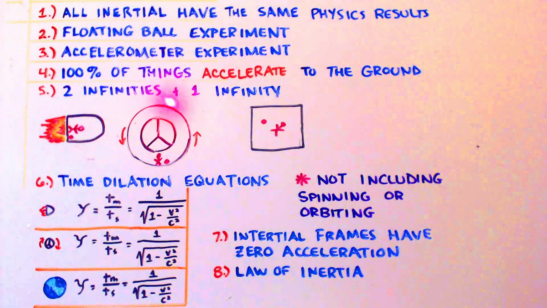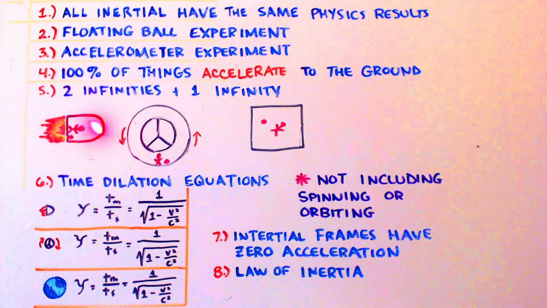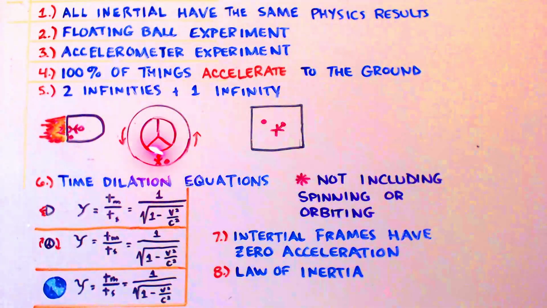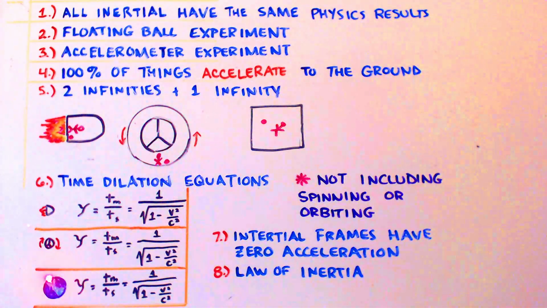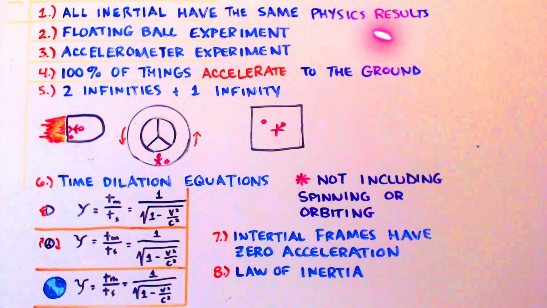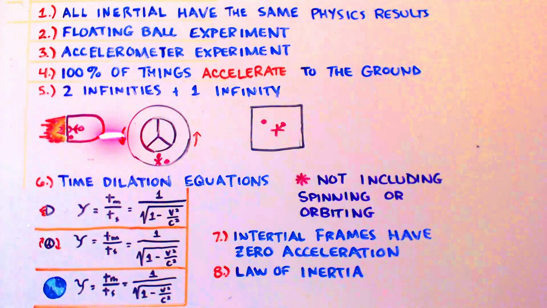Number 5, 2 infinities plus 1 infinity. What does that mean? You can think of an infinite number of rockets, all different sizes and shapes, all of them moving at 9.8 meters per second squared acceleration. Same thing with this rotating thing. You can imagine an infinite number of rotating things that are different sizes, but if they all have the same 9.8 meters per second squared, like on Earth with the acceleration, you have 2 infinities where the physics results line up. They're the same as you get on Earth. And these are both accelerated frames of reference.